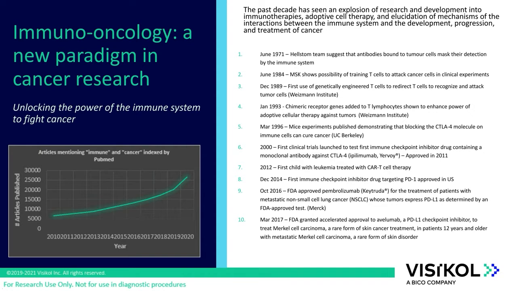The first one was tested in 2000. It was approved in 2011. It's ipilimumab, also known as Yervoy. And by 2012, the first child with leukemia had been treated with CAR T-cell therapy. Over the last 5-10 years, there's been a huge amount of development. Keytruda was approved in 2016. The FDA granted accelerated approval to adalimumab, a PD-L1 checkpoint inhibitor for Merkel cell carcinoma. And with all of this success in a very short period of time, there's been an explosion of interest in research in this space. And there's a huge number of companies right now seeking to modulate the immune response to try to treat cancer.